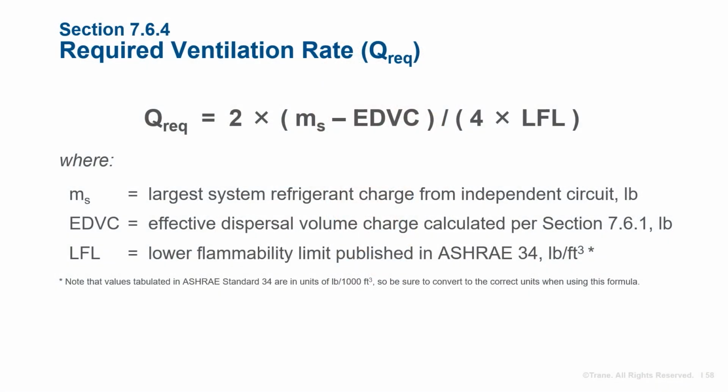The mechanical ventilation airflow can be determined using lookup tables in the standard or by this equation. As clarified in the standard, M sub S minus EDVC is the portion of the system charge that is removed by mechanical ventilation, so it is not included when determining compliance with the EDVC. Designers will most likely use this approach when they have a piece of A2L equipment lacking a circulation fan. However, it's not limited to those applications. I'll walk through an example in a little bit.